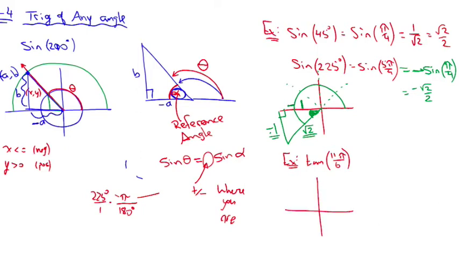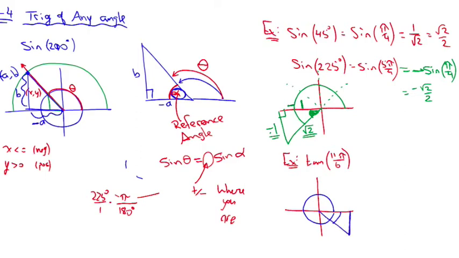11 pi over 6. The bottom number tells you how many pieces the top gets cut up into. The bottom number is 6. So if you move from here to here, that's 6 pieces. Fourth quadrant. So if you go 6 more pieces, that's 12, right? And then if you back off 1, there's your reference angle, or reference triangle.